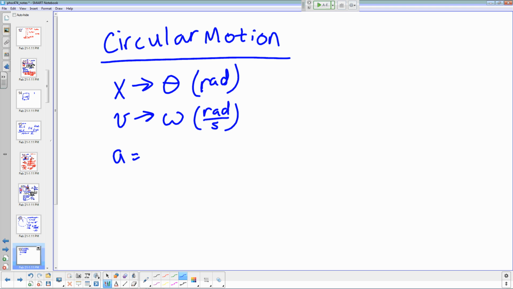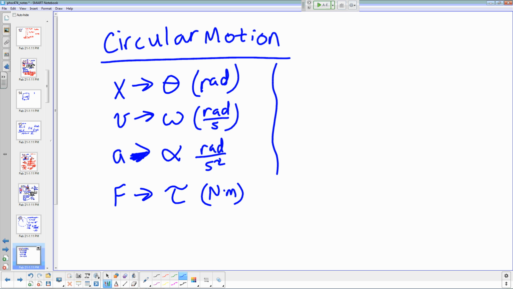Wherever we had acceleration, do y'all remember what it became? Yeah, v squared over r, that's the radial or centripetal acceleration. But when I'm talking about an angular acceleration, it's alpha, which is in radians per second squared. And wherever we had force, we put in torque, which is in Newton meters.